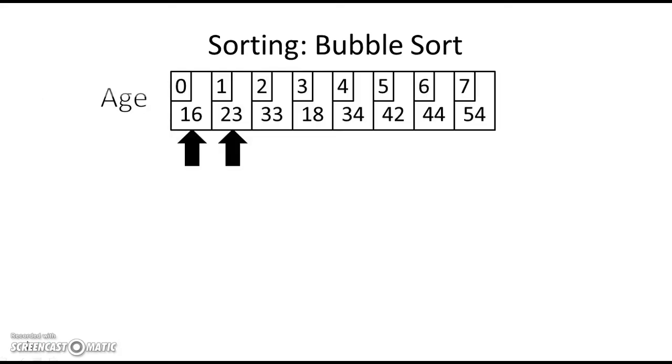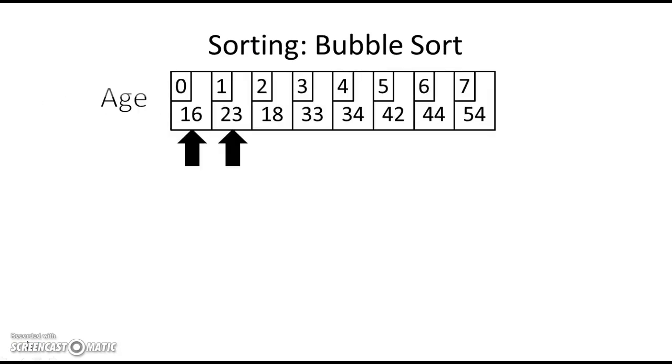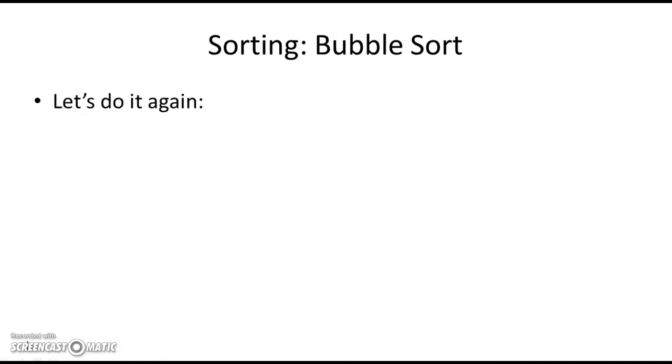Let's do it again. 16, 23, no swap. 23, 33, no swap. 18, 33, we swap. And then the rest, there's no swaps. So we've pushed 33 into the correct position. If we do it again, 16, 23, no swap. 23, 18, swap. 23, 33, no swap. No swap. No swap. No swap. And no swap. So now we have moved the sixth largest value, 23, into its correct position.